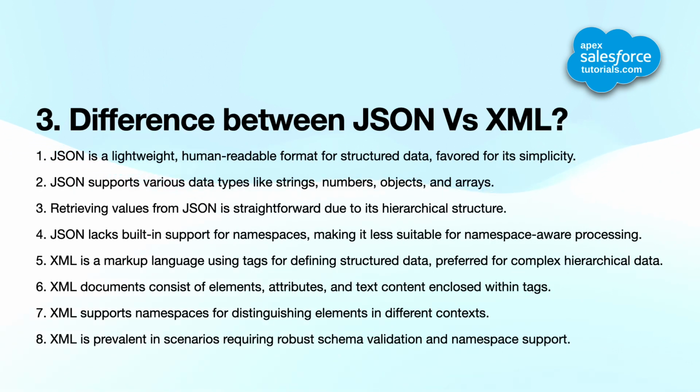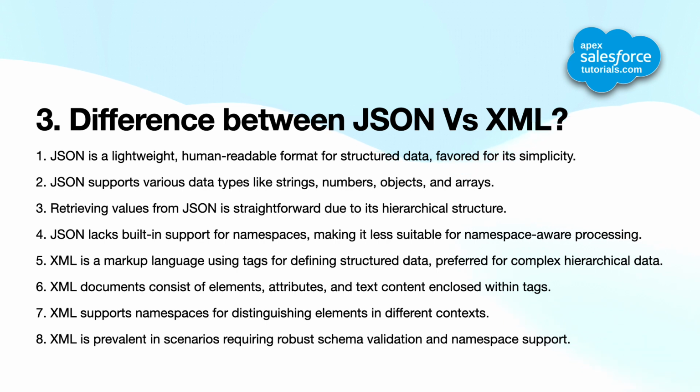Difference between JSON versus XML. JSON, JavaScript Object Notation, and XML, Extensible Markup Language, are both popular formats used for representing structured data in web applications and APIs. While they serve similar purposes, there are notable differences between them. JSON is a lightweight data interchange format that is easy to read and write for humans, as well as parse and generate for machines. It is primarily used for representing objects and data structures in a hierarchical format.